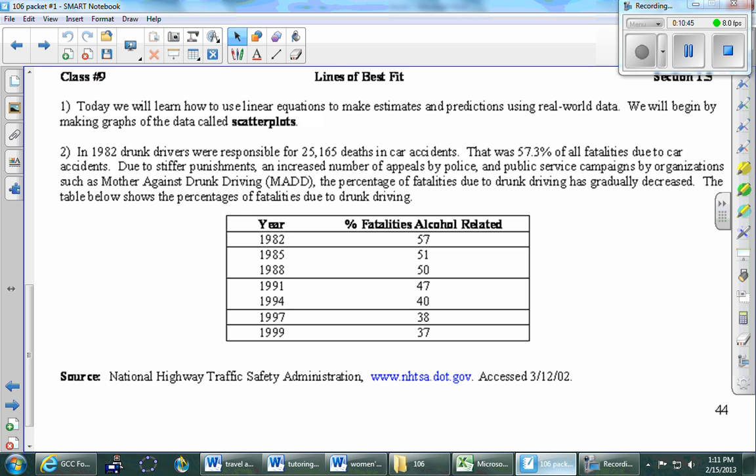Thank you. Let's just take a look at some of the numbers in the table. So what is the first column? It's the year, and you can see the years are progressing as you go down. What's the second column? Percent of fatalities that were alcohol related. Of all the fatalities that happened because of car accidents, these are the percentages that were caused by alcohol. So in 1982, 57% of all fatalities in car accidents were alcohol related. In 1985, it had gone down pretty significantly, 51%.